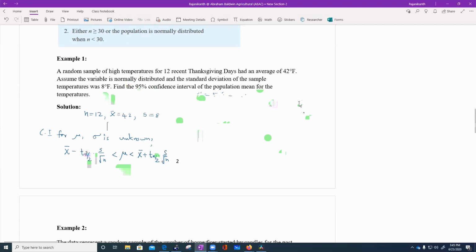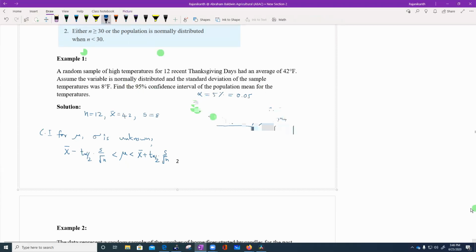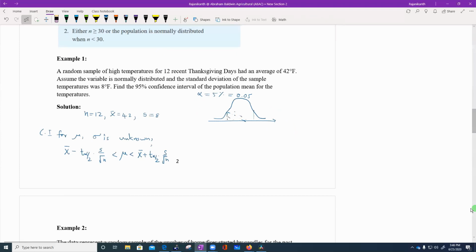Okay, it is 0.05. So I'm going to tell you how to find the t values now. T alpha over 2. Let me draw the t distribution curve first. This is the region of confidence level, so it is given 0.95. Therefore, the remaining is alpha over 2, which is 0.05 divided by 2, which is 0.025.